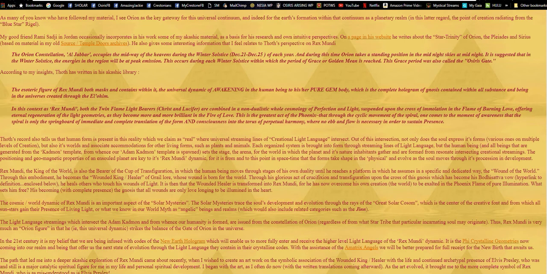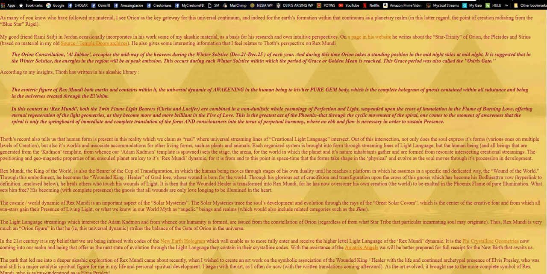Through his glorious act of crucifixion and transfiguration upon the cross of this gnosis, which has become his bodhisattva vow, he heals others who touch his wounds of light. It is then that the wounded healer is transformed into Rex Mundi, for he has now overcome his own creation, the world, to be exalted in the phoenix flame of pure illumination.